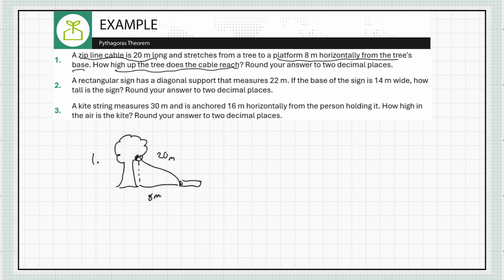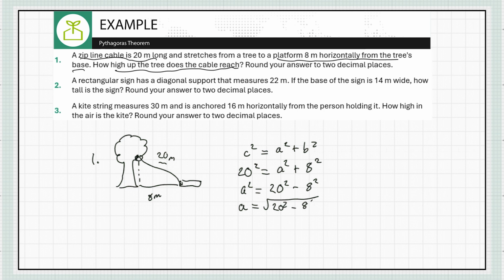So we can rewrite this using our Pythagoras theorem, c squared equals a squared plus b squared, which means our hypotenuse, which is 20, squared is equal to a squared plus 8 squared. Now all we need to do is rearrange this, so we can write a squared will be equal to 20 squared minus 8 squared, and a will be equal to the square root of 20 squared minus 8 squared. So we just put that into our calculator.